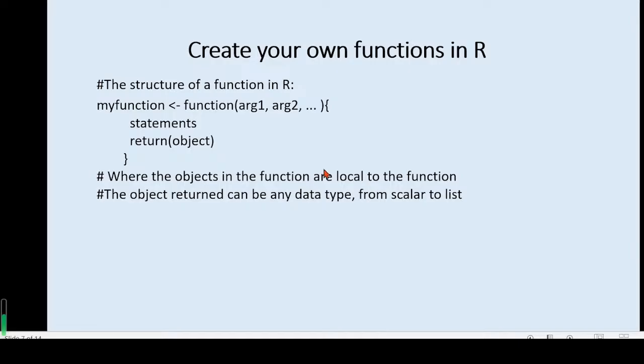Create your own functions in R. In R, the function structure is to use the function keyword, then the argument, then the braces. Inside the function braces, we can write statements, and usually return an object. Usually we call this function and return the value to an object. The objects in the function are local to the function. So this object, for example, is local, so we have to return this to an object outside of the function. And the object returned can be of any data type, from scalar to list.